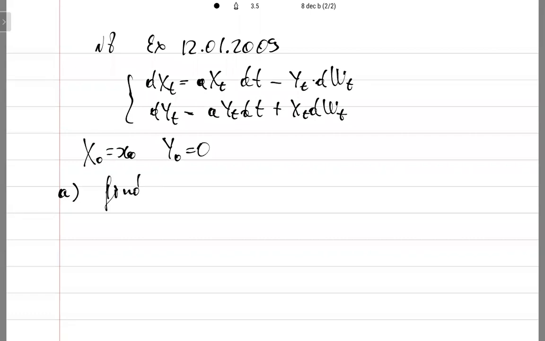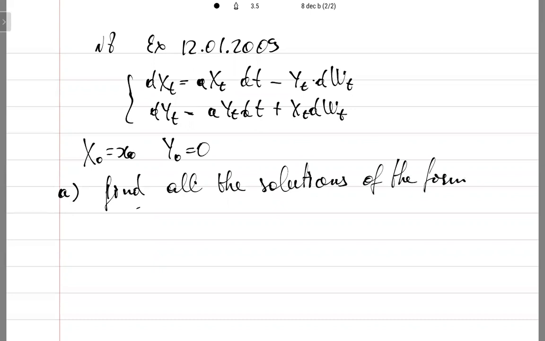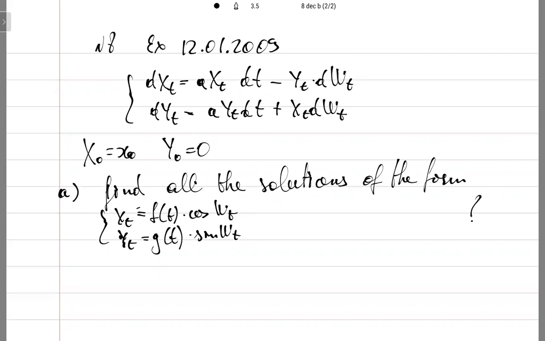Find all the solutions of the form X_t is f(t) cosine(wt) and Y_t is g(t) sine(wt). So that's the first question. The form of the solution is given, and we need to find all solutions of this form. Okay?